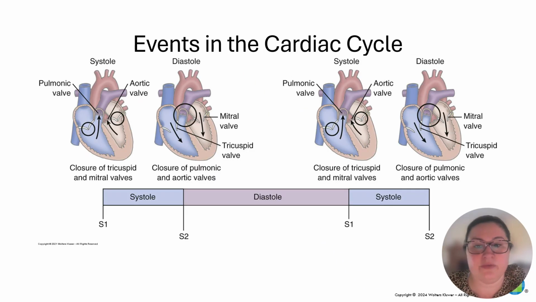Additionally, a review, events of the cardiac cycle. S1 is the closure of the tricuspid and mitral valves leading into systole. The closure of the pulmonic and aortic valves signals S2 and the lead into diastole. And we just continue that cycle: the closure of tricuspid and mitral, S1, systole, closure of pulmonic and aortic, S2, diastole.